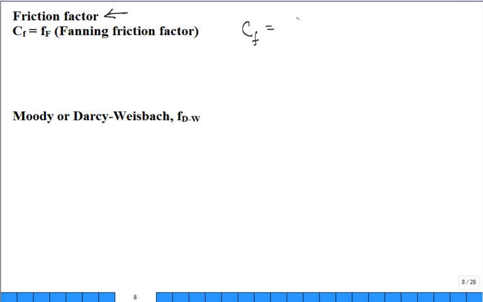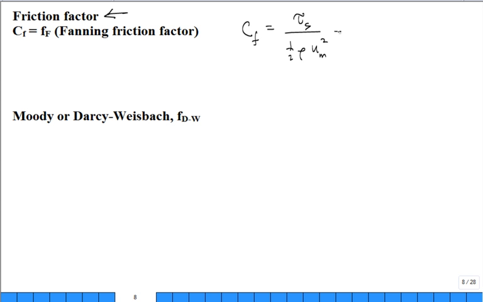Remember, it was tau for flow over a flat plate at the surface divided by 1/2 rho u infinity squared. But now we're going to think about it. I know where I evaluate that tau at the surface. That's my pipe wall. But I should use not u infinity, I use u mean, the mean velocity squared. That's the appropriate friction coefficient for pipe flow.